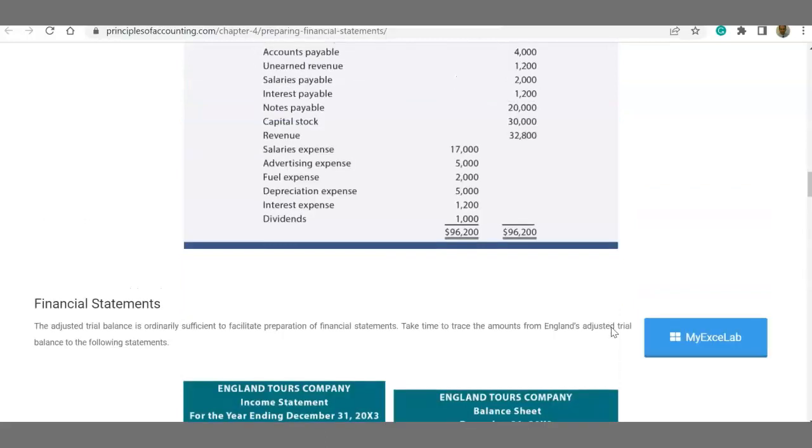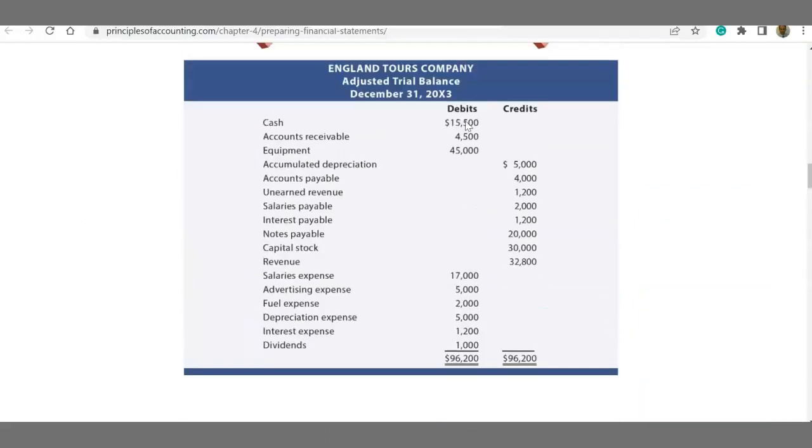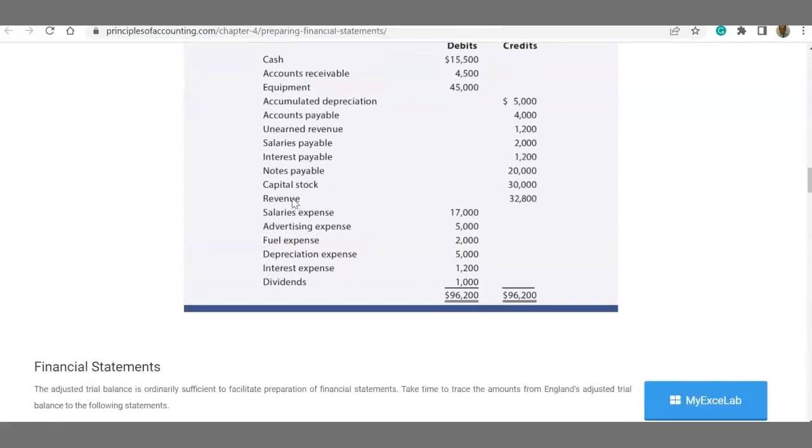Now you are going to prepare financial statements. From the top, which is cash, all the way to revenue, up to here, that part goes in the balance sheet. From revenue, all the way down, up to the end of the expenses, goes in the income statement. Dividend goes into the statement of retained earnings. So let's go with the income statement, which is number one.